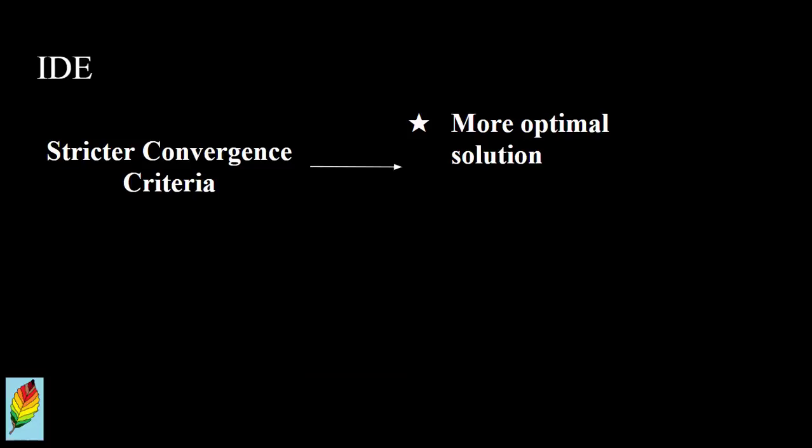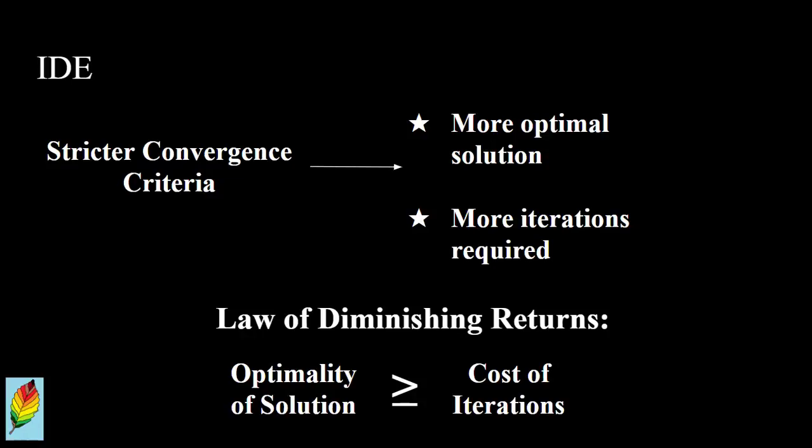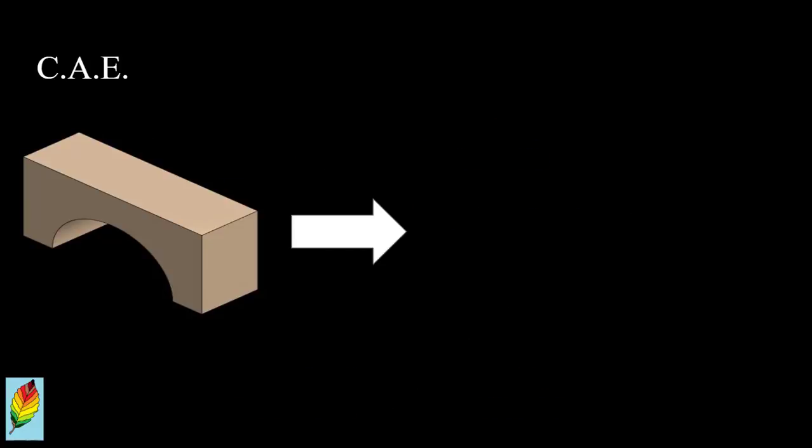The convergence criteria can also be restricted further to ensure a more optimal solution. However, the stricter the convergence criteria, the more iterations needed to converge. This leads back to using the law of diminishing returns to determine when further optimality would be worth the calculation requirements. As you can see, completing C.A.E. for even a simple problem like this one can easily become very cumbersome.